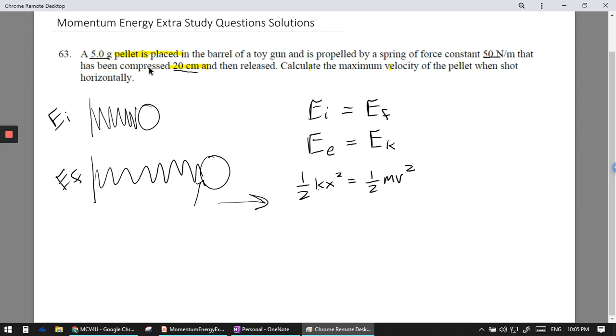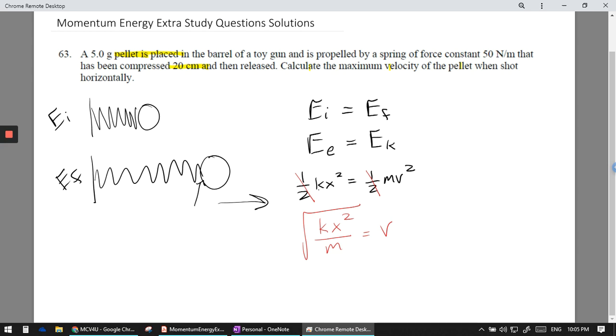Okay, and so what we can do is that, right? Go ahead and solve for that. Oh, it turns out actually that these 1/2s can cancel. I'm going to divide by the mass, so I'm going to get K x squared over m equals v squared, rooted. Okay, that's going to be our algebra.